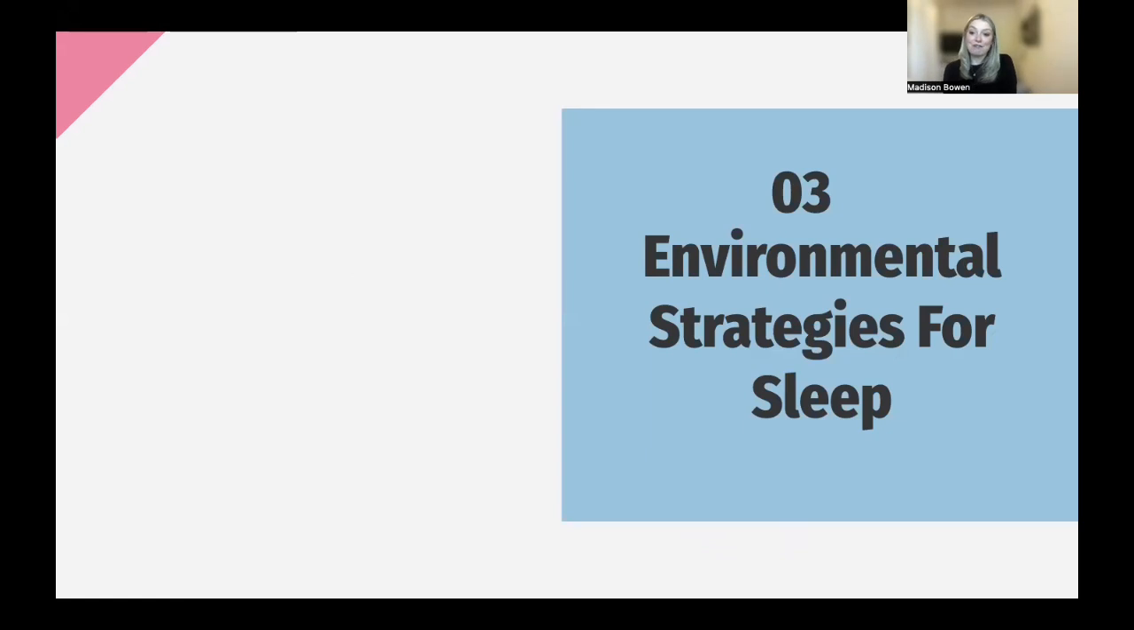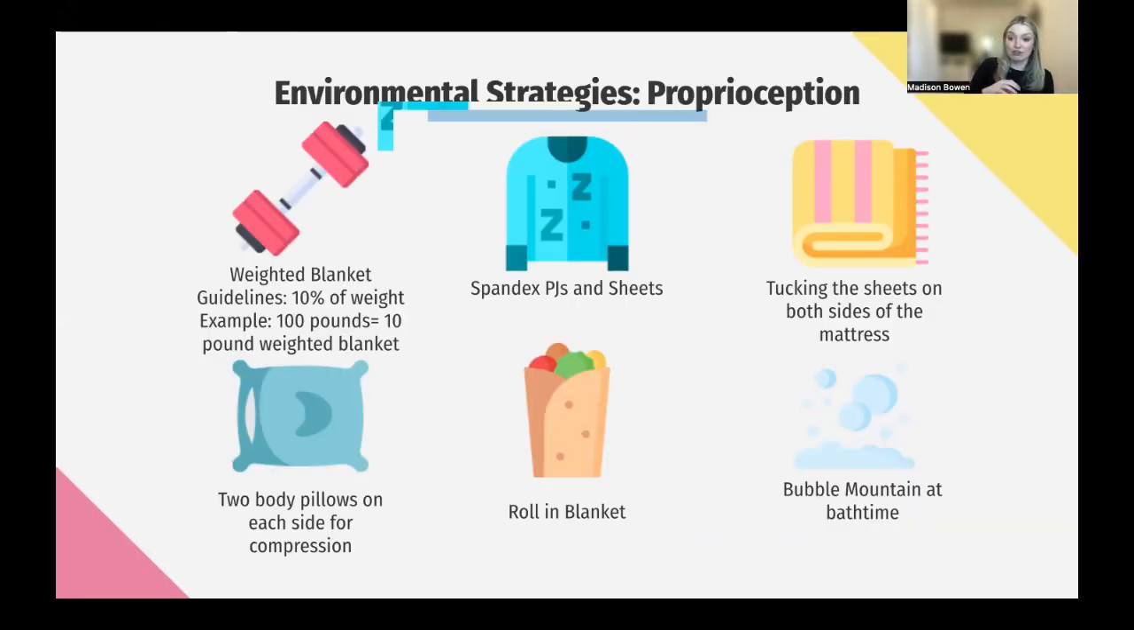Environmental strategies for sleep. So the first environmental strategies we're going to talk about have to do with the proprioceptive system, which we talked about early on in this PowerPoint. So you can utilize a weighted blanket. So guidelines, it has to be 10% of weight. So for example, if your child is 100 pounds, a 10-pound weighted blanket is appropriate.